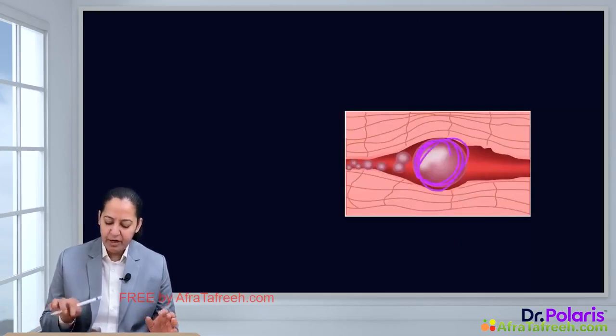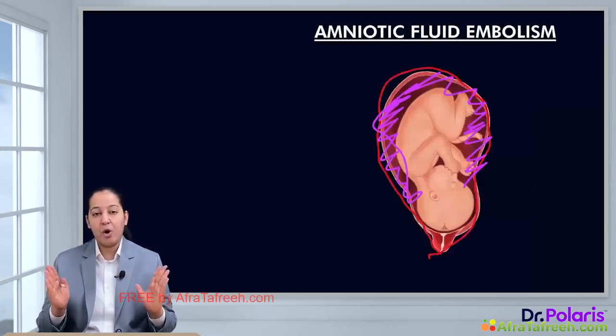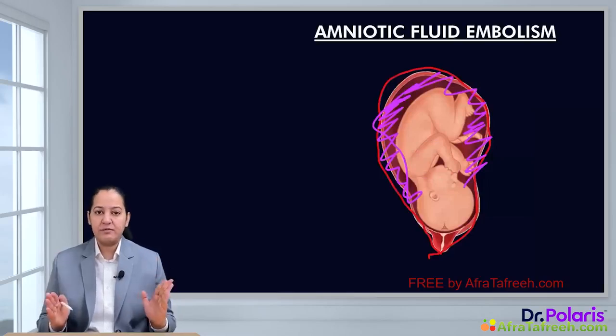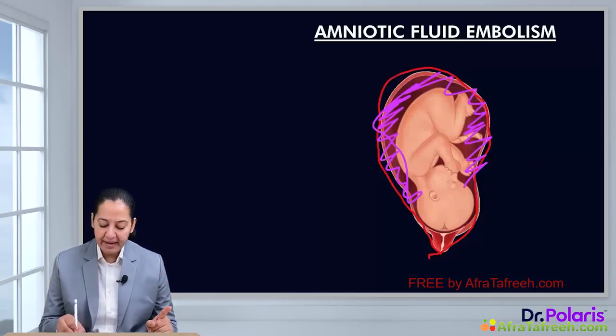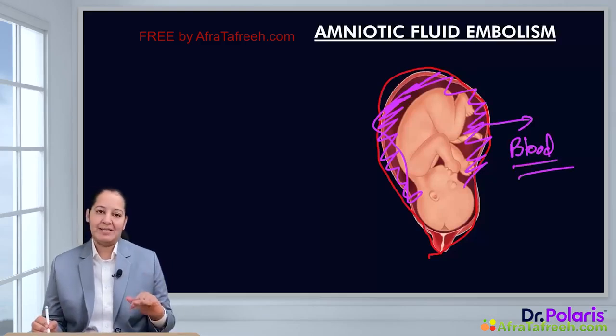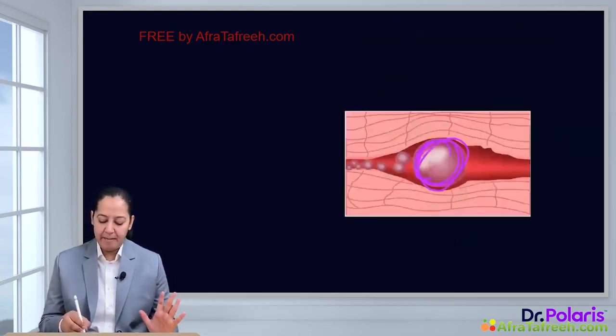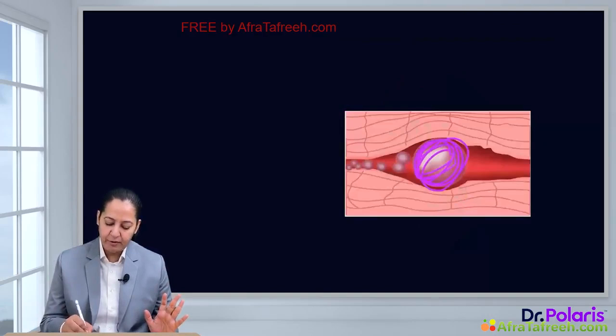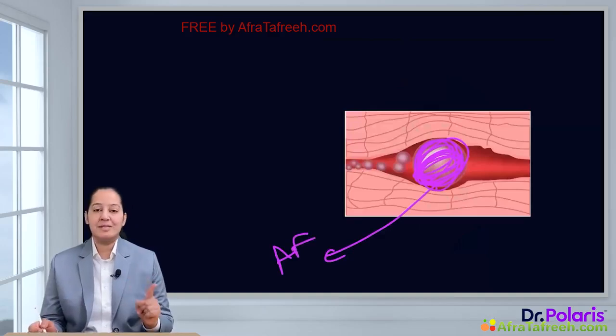The amniotic fluid which is present around the baby, around the fetus, inside the uterus of the mother in the sac, that amniotic fluid is coming in the blood and forming a mass there, usually in the veins. It is known as amniotic fluid embolism. Can you appreciate? This is amniotic fluid embolism. It is made up of amniotic fluid, the same fluid which is present around the fetus.